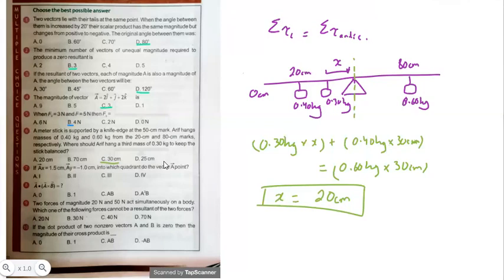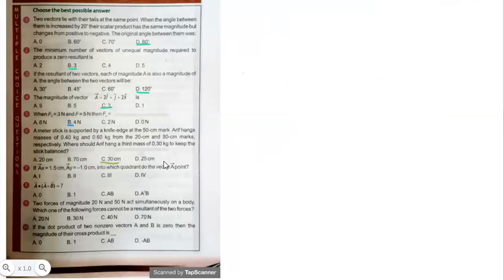Question number 7 is, if AX is equal to 1.5 centimeter and AY is minus 0.1 centimeter, then into which quadrant does the vector A point? अगर x component जो है वो positive है और y component जो है वो negative है, तो हमारा जो आंसर है, जो वेक्टर है, वो किस क्वाड्रेंट में एग्जिस्ट करेगा?